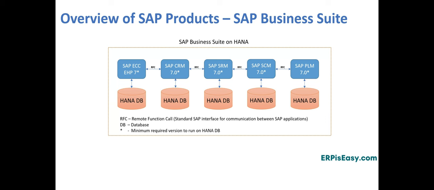They are based on on-premise technology and can run on a variety of databases, such as Microsoft SQL Server, IBM DB2, Oracle Database, Sybase, MaxDB, and SAP's in-memory database called SAP HANA. Nowadays, the SAP Business Suite of products is considered legacy applications since they are superseded by the next-generation ERP called SAP S/4HANA and other cloud products that SAP acquired in recent years.